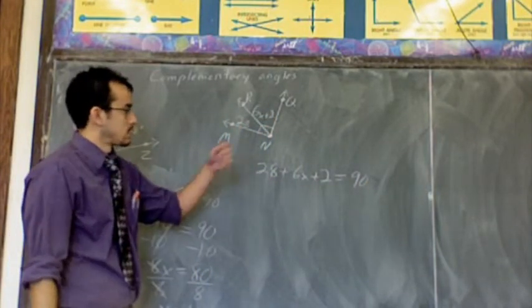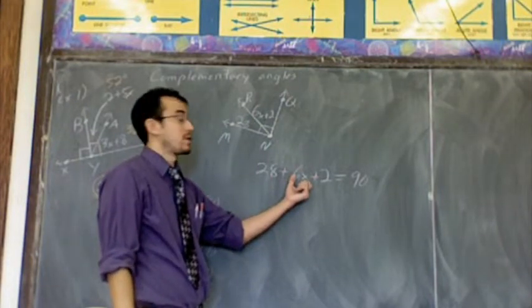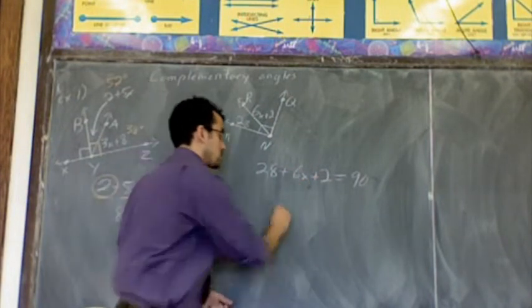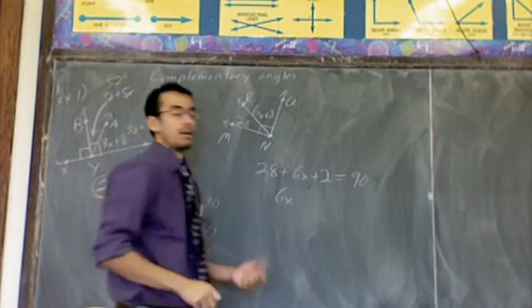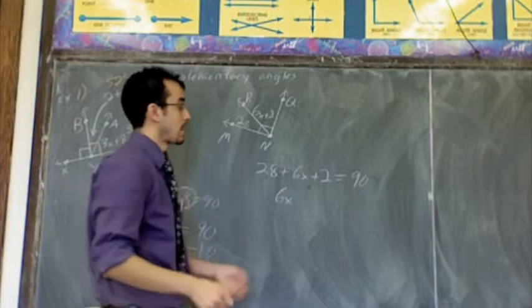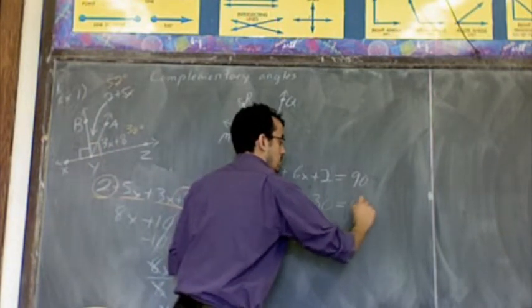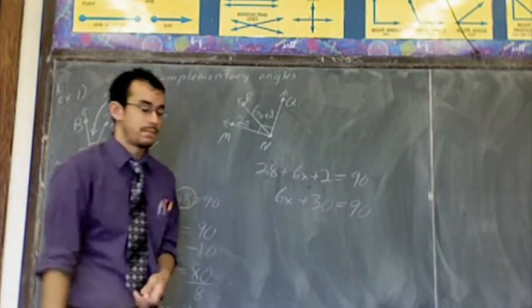Alright. So combine like terms again. Well, this time I only have 6x. There's no other x terms with it, so I just leave that alone. I'm just going to bring it down. But constants, I got 2 of them. I've got positive 28, I've got positive 2. 28 plus 2, that's 30. So 6x plus 30. And then I just bring down the 90.